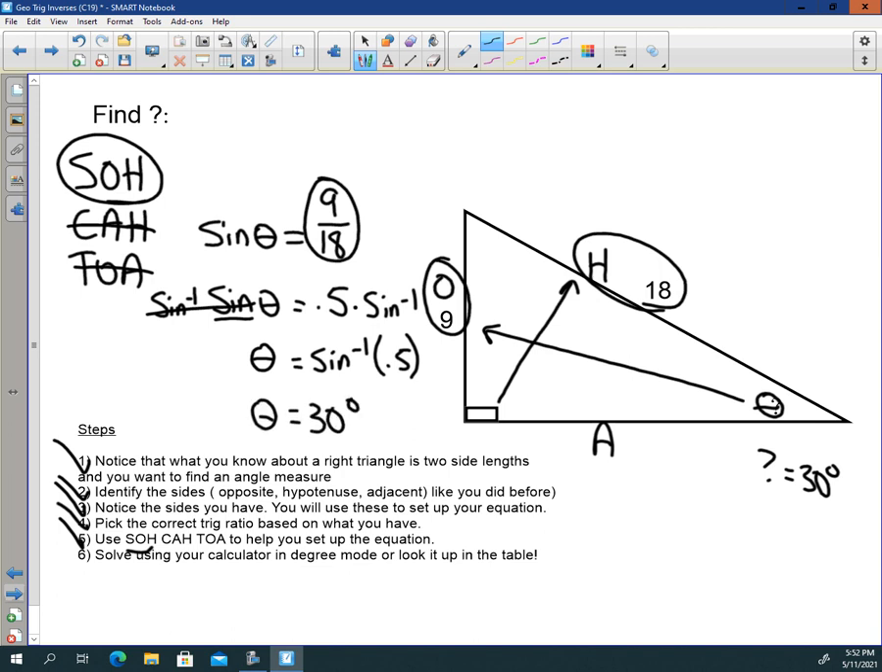We know it's a 30-degree angle because that's how 30-60-90 triangles work, but also we looked it up in the trig table. We can also plug it into a calculator using the inverse sine button that's above your sine key. All right, shall we do another one?